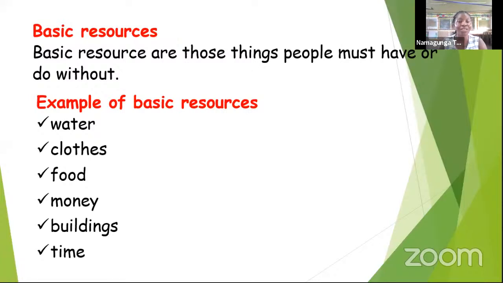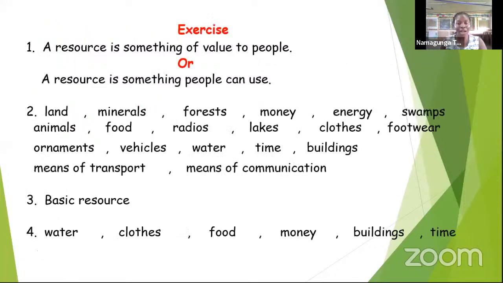Another one, we cannot live without money. Like most of us, we live in urban centers. We buy water, we buy electricity, we buy everything. So money becomes a basic resource. So we have these 6 examples of basic resources. We have water, clothes, food, money, building, and time. Now we are in time. They have timed us that this lesson is going to take only 40 minutes. We should not exceed. So time is a basic resource. We go to our activity.